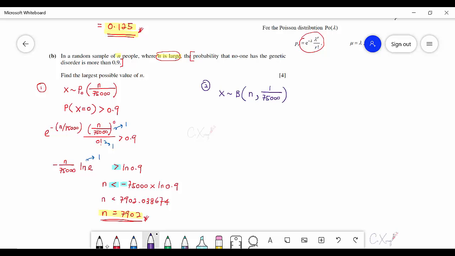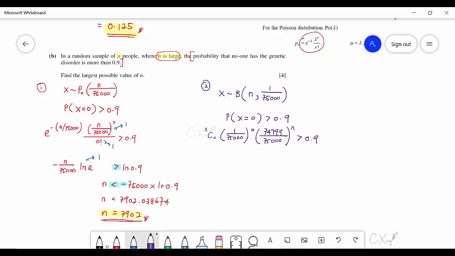How about if, let's say, you want to use the binomial distribution to solve this? Okay, so again, we have the binomial distribution and we are not going to change it to Poisson. So we are still using the same condition here, which is P(X = 0) greater than 0.9. So when x equals 0, what is the formula for this binomial distribution? You should have nC0, p power 0, so (1/75,000) power 0, multiplied by (74,999/75,000), this is the q, power n. And it is greater than 0.9.